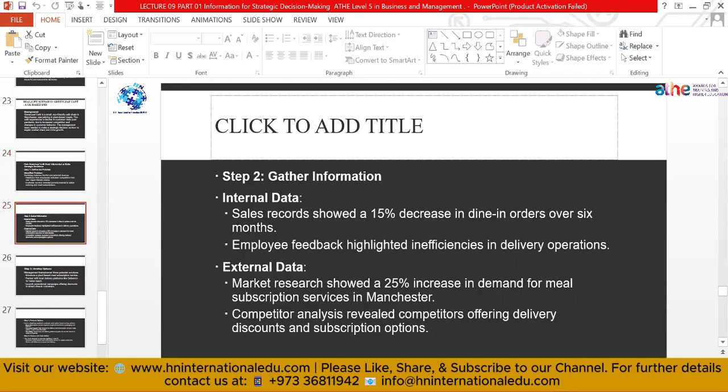Then gathering the information. Sales records from the internal data. We have to gather information from two aspects, internal and external, both. From internal, it states sales records showed a 15% decrease in dine-in orders over 6 months. So it was not for 1 month or 2 months, it was for 6 months. Employee feedback highlighted inefficiencies in delivery operations.